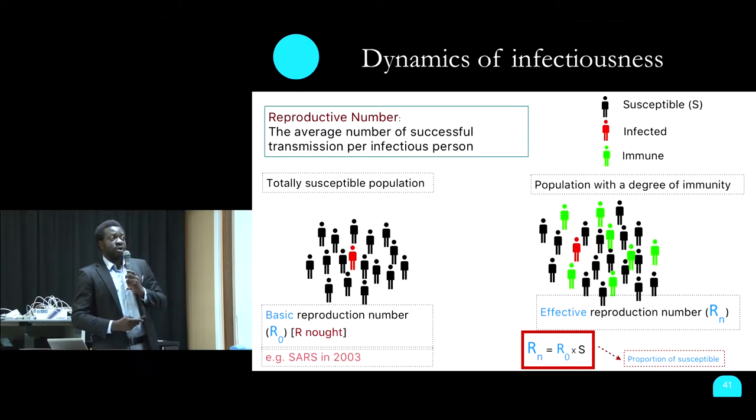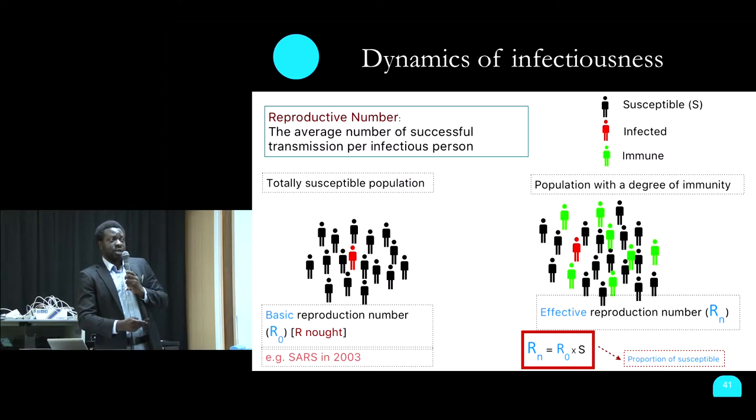What is the reproductive number? It's just the number, or the average number, of successful transmissions per infectious person. Generally, we have 2 conditions. First, we have a totally susceptible population.